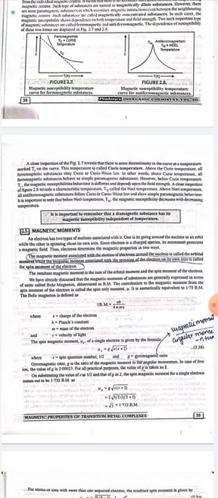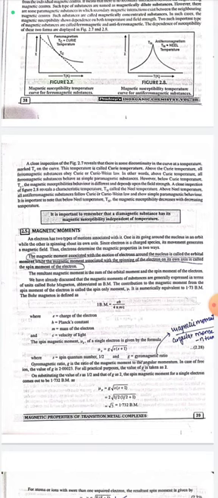The spin magnetic moment mu s of a single electron is given by the formula mu s is equal to g into root s into s plus 1, where s is equal to the spin quantum number 1 by 2 and g is equal to the gyromagnetic ratio. The gyromagnetic ratio, g, is the ratio of the magnetic moment to the angular momentum. In the case of a free ion, the value of g is 2.00023. For all practical purposes, the value of g is taken as 2.